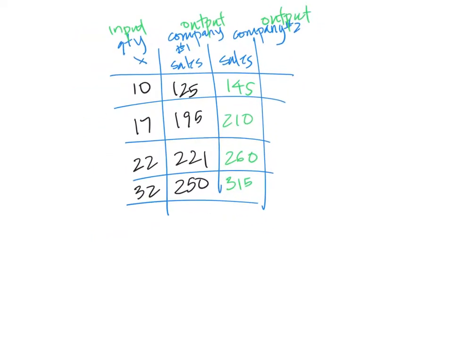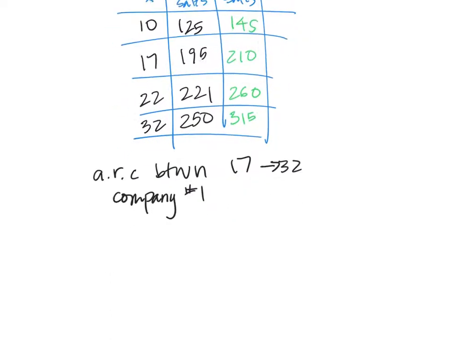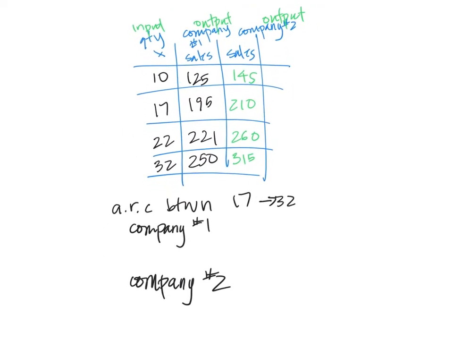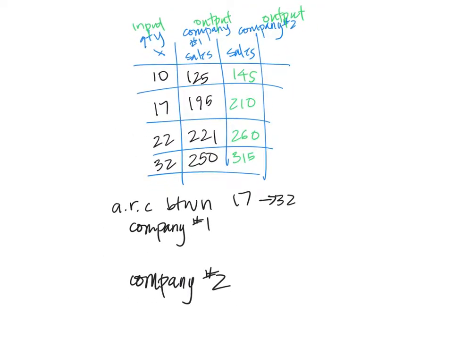So then the question is, what is the rate of change between, let's just say, an input of 17 to 32? So we want to know for company number 1. And we also want to know for company number 2. So what you have to realize is, what are these points? So again, we have our input of 17 and our input of 32.